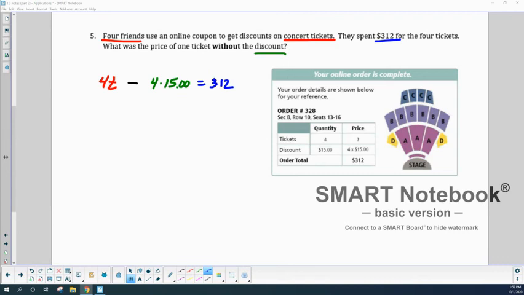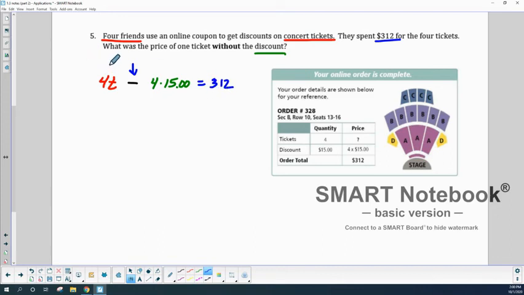So hopefully you were able to set up question 5. Since 4 friends bought concert tickets, that means there were 4 tickets. So I did 4 times t because I don't know how much the ticket was. So 4 times however much the tickets cost. But then they get a $15 discount, and that's per ticket. So the $15 discount I subtracted right there. You want to make sure you have a subtraction sign, because we're going to take 4 times however much the ticket costs, but then we're going to take $15 off of each ticket. So $15 off times 4. And then that would give us the total that they spent, which was $312.